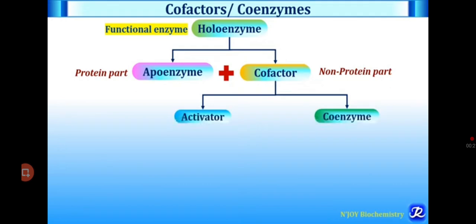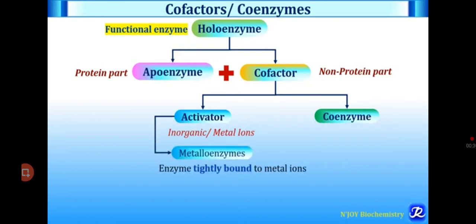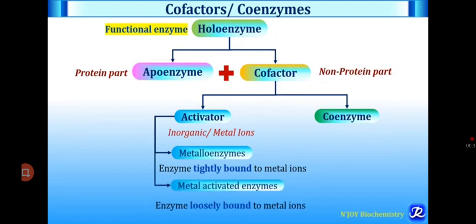Now this cofactor, if it is inorganic or a metal ion, is called an activator. If the metal ion is tightly bound to the enzyme, it is called a metalloenzyme. If the enzyme is loosely bound to the metal ion, it is called a metal activated enzyme. And if the cofactor is an organic compound attached to the apoenzyme, it is called a coenzyme.